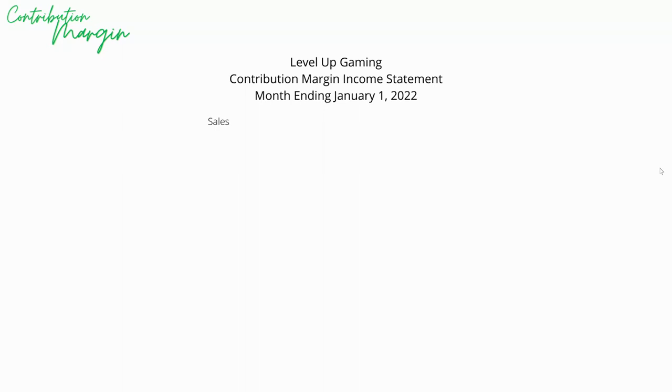Let's start with the contribution margin income statement for the month ending January 1st, 2022 for Level Up Gaming. We can determine their sales by taking the 1,200 units by the selling price of $1,000 to get total sales of $1,200,000. The variable costs can be determined by taking the 1,200 units times $600 per unit for a total of $720,000.